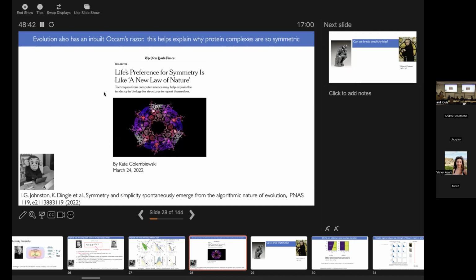For example, if I want to tile this space, it's much less information to tell you take this tile and repeat it n times than if I tell you where every single tile goes. It makes it all different. And so that's a very simple argument.